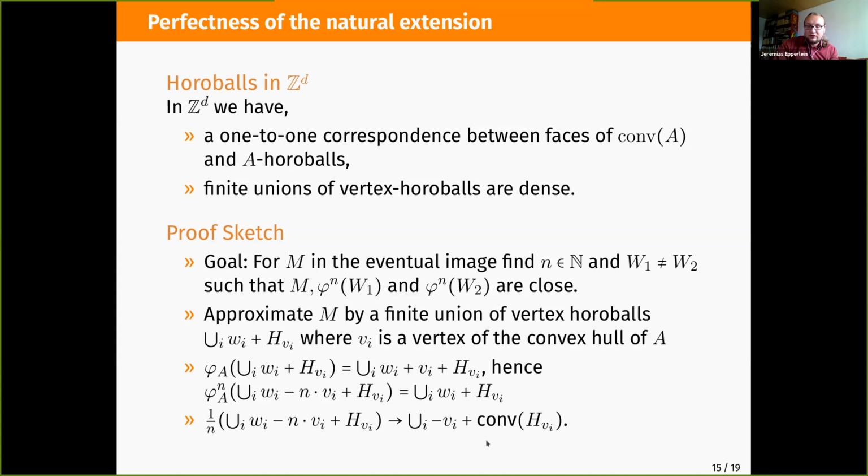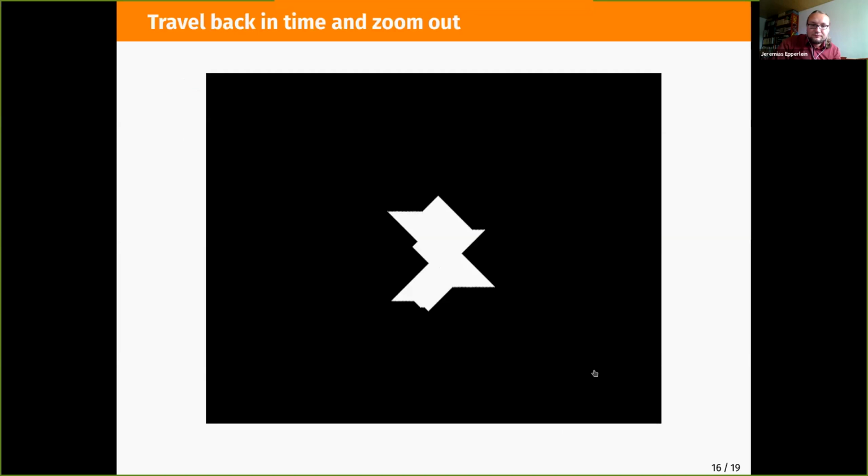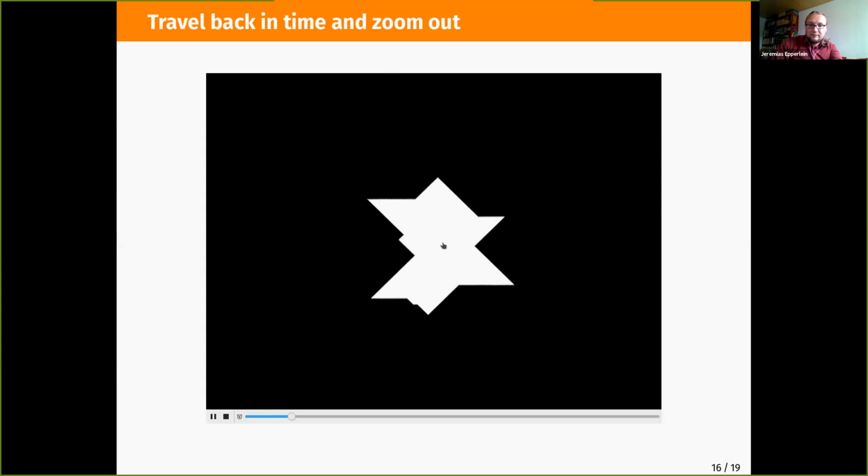So we will see this in a movie now. We start with something in the eventual image. So remember, black is the elements that are included in our set. And okay, I can only draw what I see in a finite window. So for example, we have one horoball that's centered here, and one here, two over here, and two over here, and then one here. And let's see what happens if we go back in time, moving all of them in each time step by minus vi. So everything moves out.